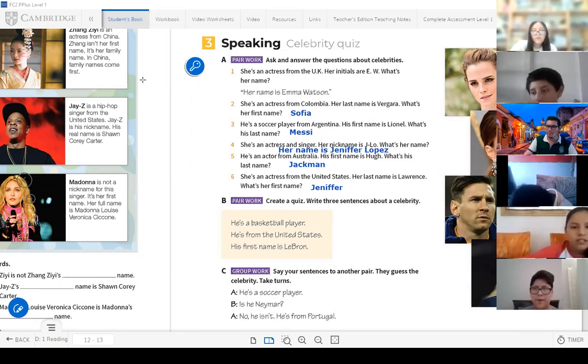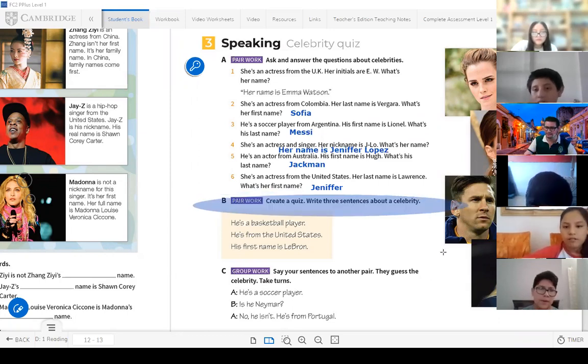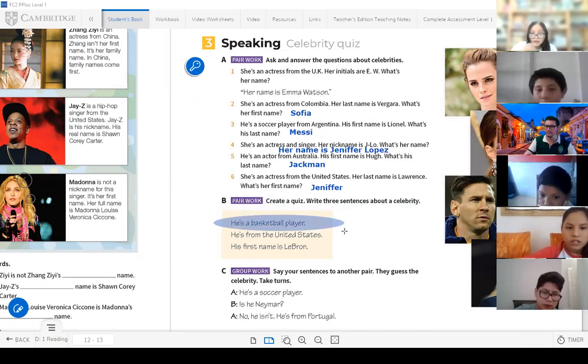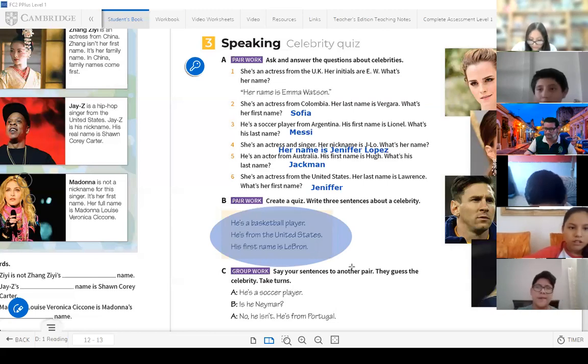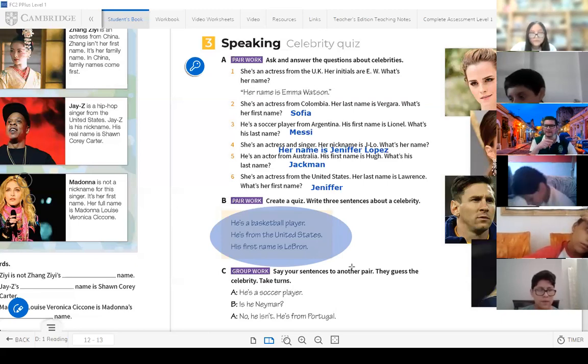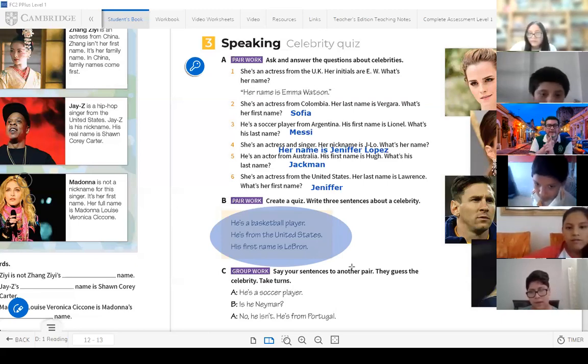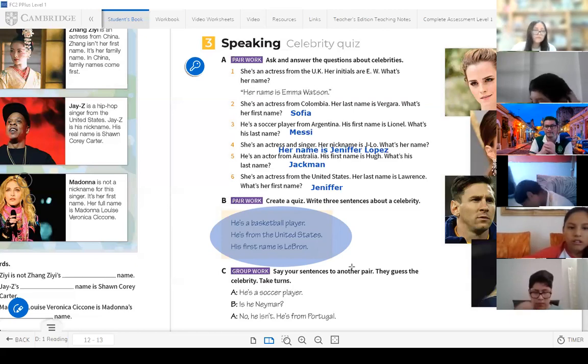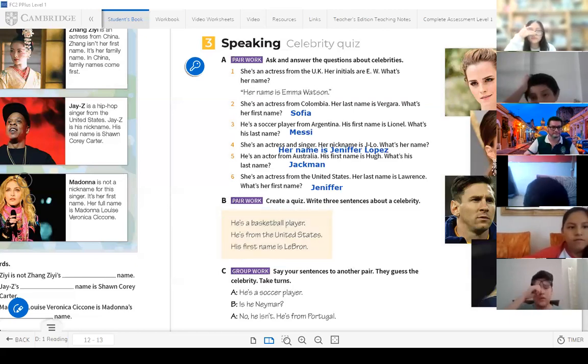Okay, well, now we have here, now create a quiz with three sentences about celebrities. Okay, he's a basketball player, he's from the United States, his name is LeBron. Okay, yeah. You tell me, please. For example, I can start, no? He is a singer, he is from the United States, his first name is John. I'm talking about Jon Bon Jovi, right? Now, you tell me, please, about another celebrity. Who can tell me? A ver, tell me.